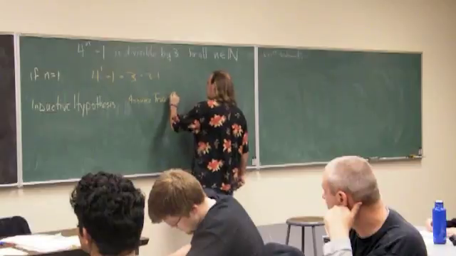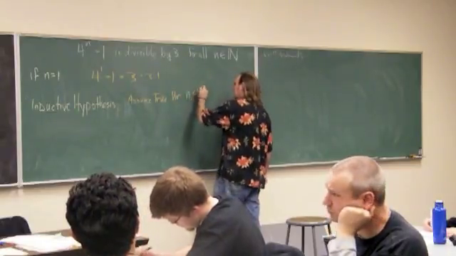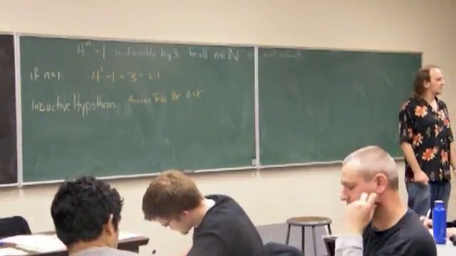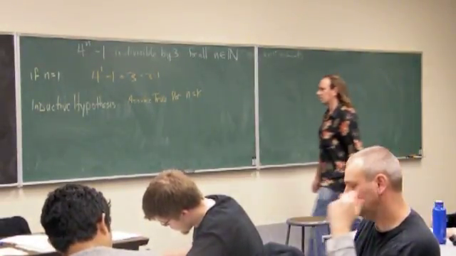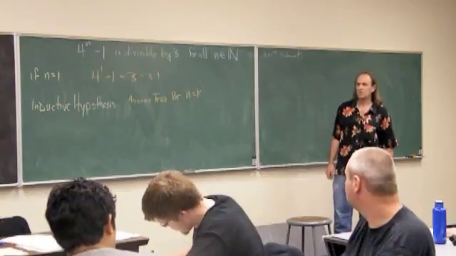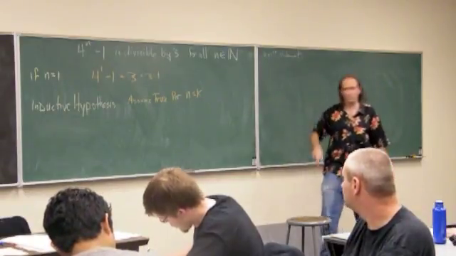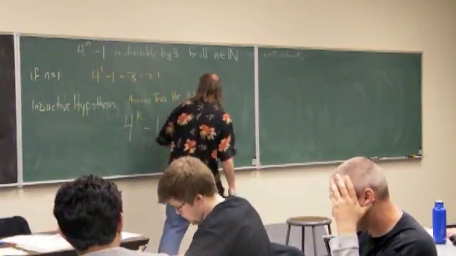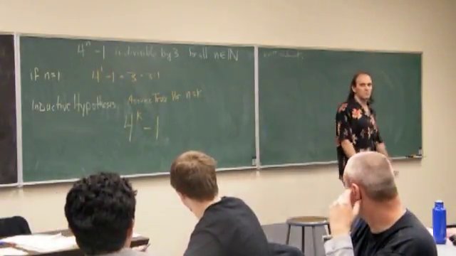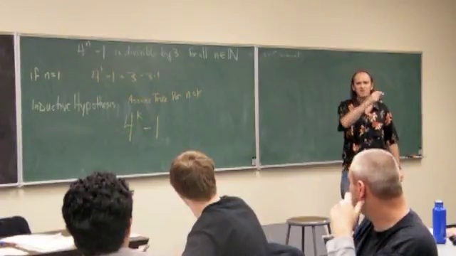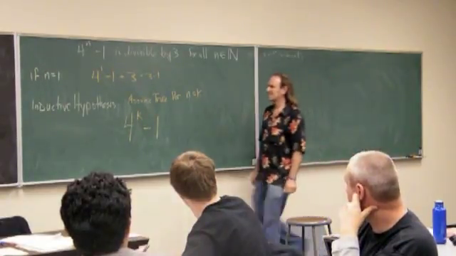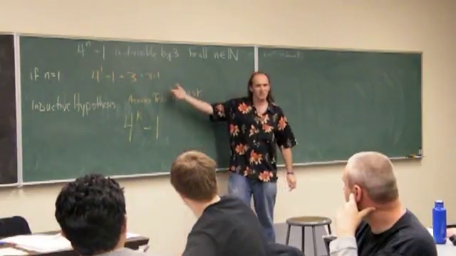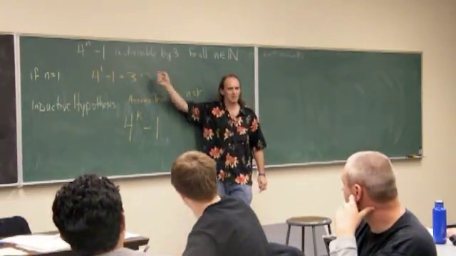So did anyone get anything written down here? 4 to the k minus 1 equals 3k. Equals what? 3k, 3 times the natural number? Interesting. Does everyone see why I'm saying 3k? In this particular case, it works.